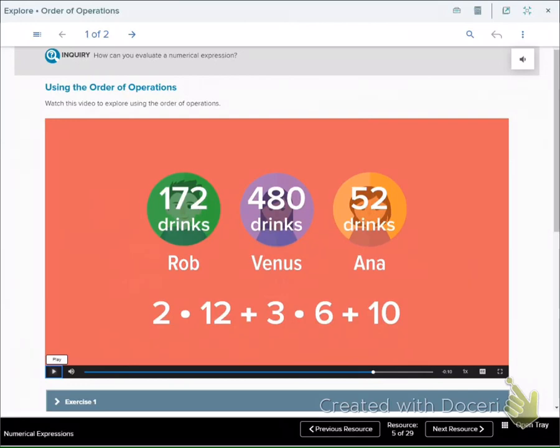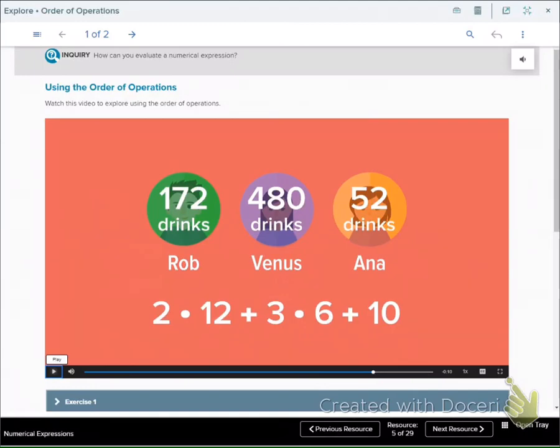So looking at this, how in the world did they get 172 drinks and 48 drinks and 52 drinks? It's easy for us to count this because we see that Rob had two 12-packs. Well, we know right off the bat that two 12-packs is 24 drinks, right? So it's easy to see that Rob had 24 drinks.